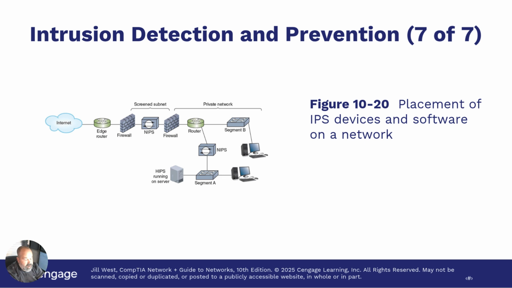And here's how IPS devices are placed on a network. Notice the NIPS at the network edge after the firewall, like a second line of defense. Then there's another NIPS between network segments and HIPS running on the server. It's like having guards at the main gate, checkpoints between areas, and personal bodyguards for VIPs. It's defense in depth is what it is.